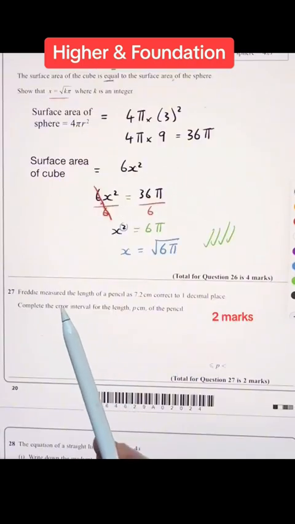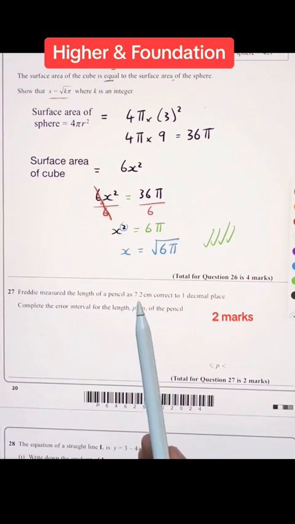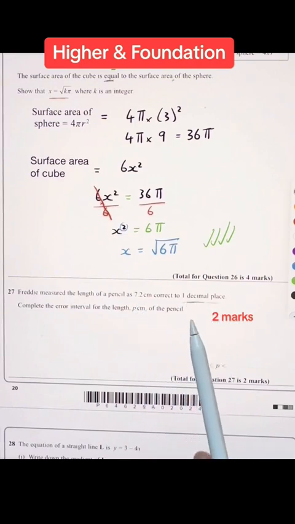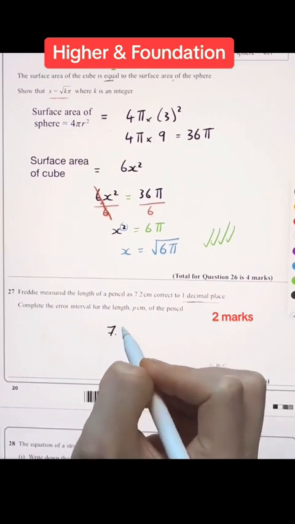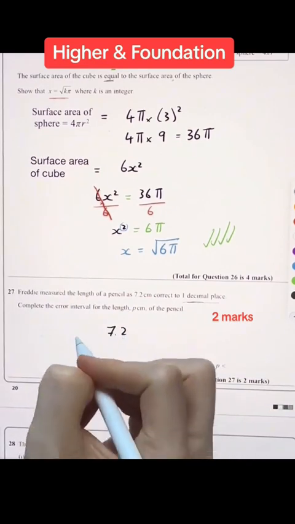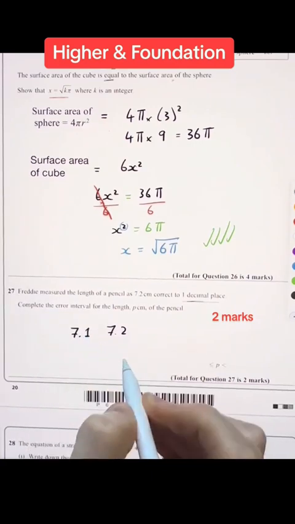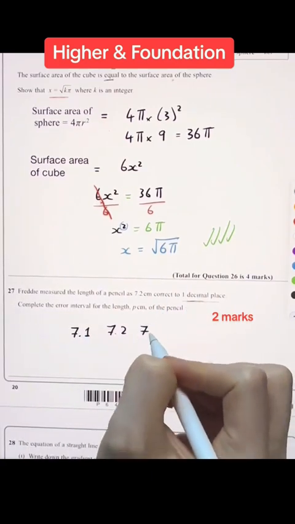Question 27. Freddie measured the length of a pencil to be 7.2 centimetres, correct to 1 decimal place. Complete the error interval for the length p centimetres of the pencil. Think of 7.2. The 1 decimal place before 7.2 would be 7.1. And the one after 7.2 would be 7.3.